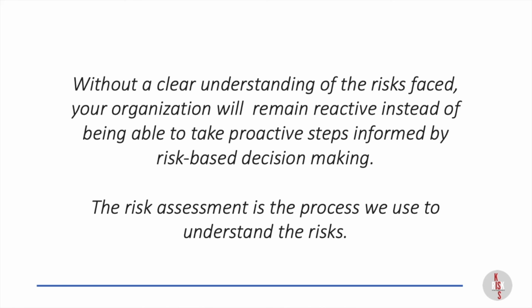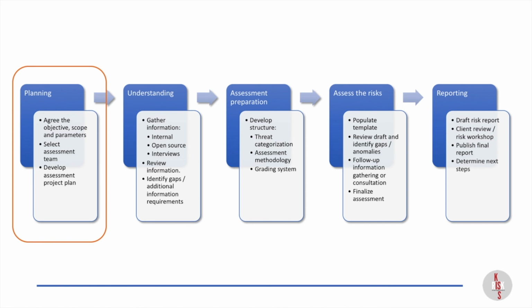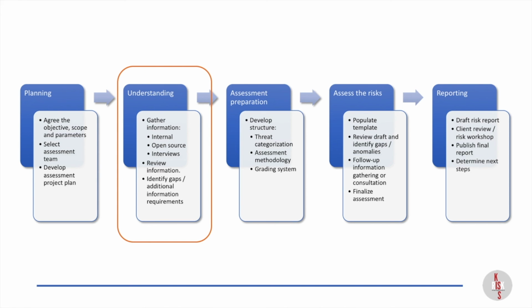So we're trying to be proactive, not reactive. And in order to do that, we need to understand the risks that the organization faces. And the way that we do that is through the risk assessment. We have our 5-stage process. It's not about jumping straight into filling out a spreadsheet. So we start by planning, understand what we're trying to do, the scope and the parameters. Then we're going to understand the organization. We're going to gather information, conduct interviews, so we really understand the organization and what it's dealing with.